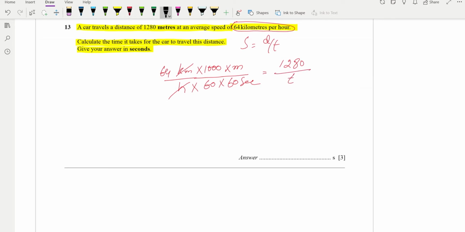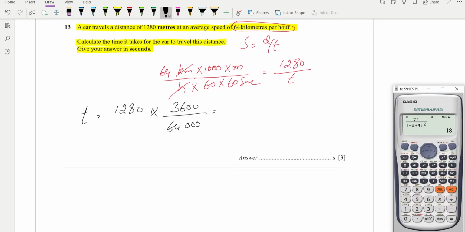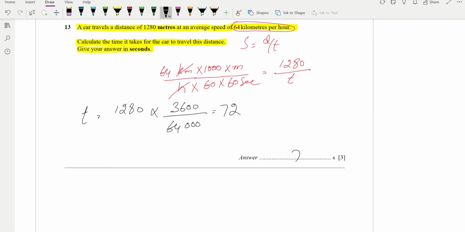Now we can simplify the equation. So t will be equal to 1280, and the other side will be shifted, so 60 times 60 will be 3600, divided by 64000, and we can calculate. This will be 1280 multiplied by the fraction 3600 divided by 64000, and this will be equal to 72. So 72 seconds will be our answer.